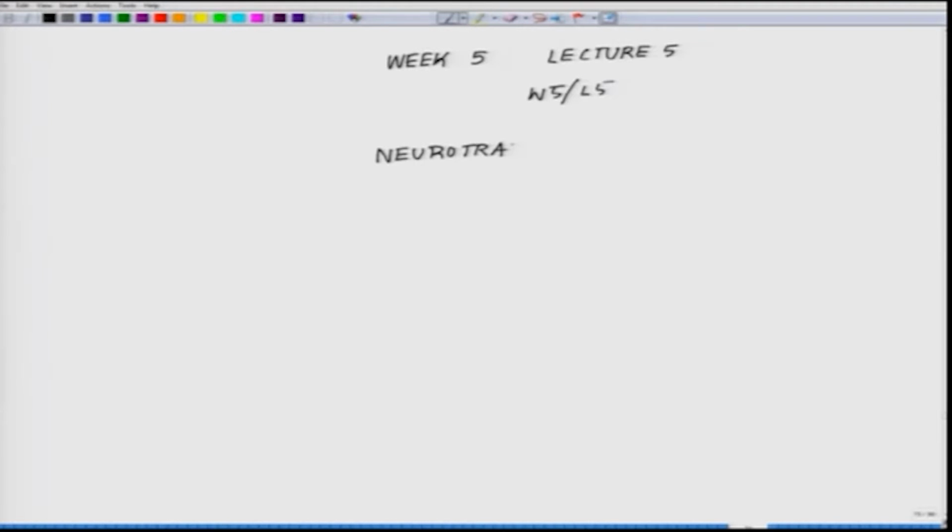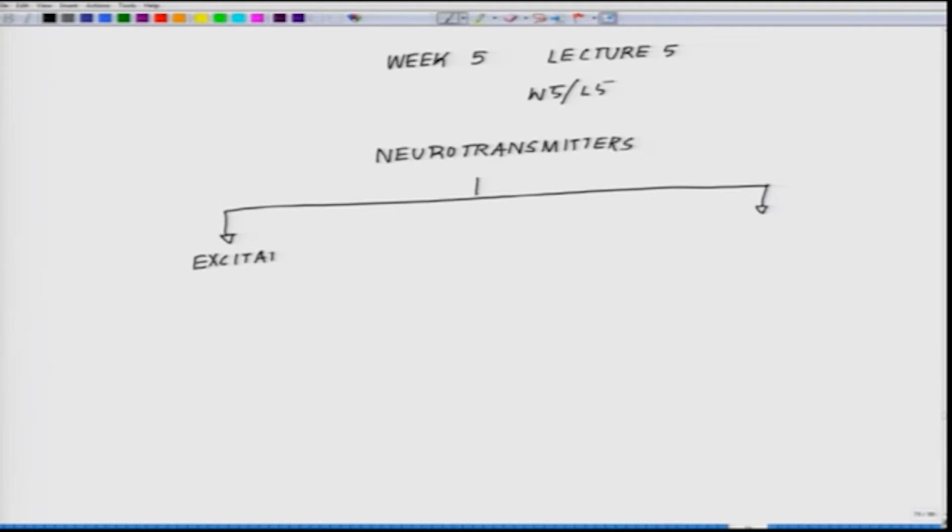Neurotransmitters are classified into two categories: excitatory and inhibitory.